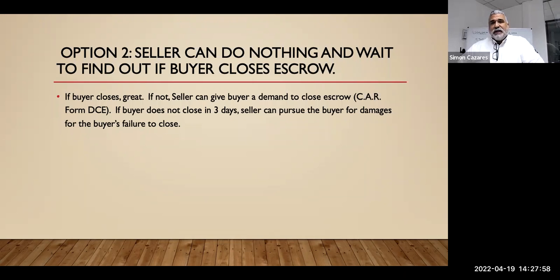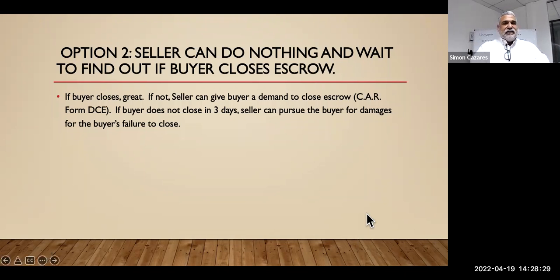If the seller can give the buyer a demand to close escrow, form DCE, and the buyer does not close in 3 days, the seller can pursue the buyer for damages for failure to close. So let me explain this form, because I get a lot of confusion when it comes to it. The confusion is: do I send the demand to close or do I send the notice to perform? It can be a little confusing. So let me make sure I'm crystal clear.